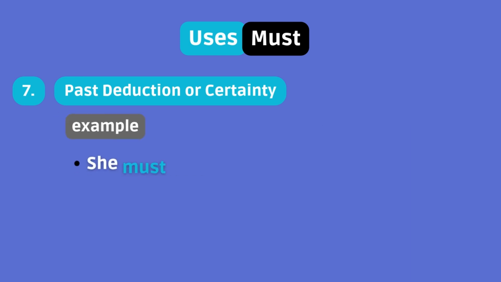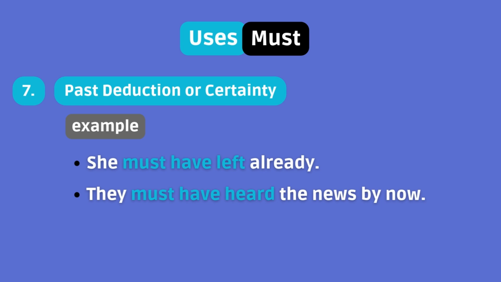Example, she must have left already. The speaker concludes that she left earlier, since she's not home at the moment. They must have heard the news by now. Again, the speaker makes an assumption about a past action, hearing the news. Thanks to some current information, perhaps everybody knows the news now, so it's a foregone conclusion that they heard it as well. Now let's have a look at have to.